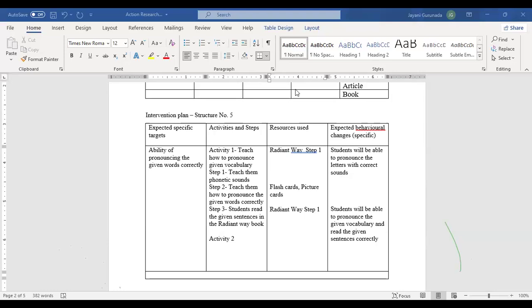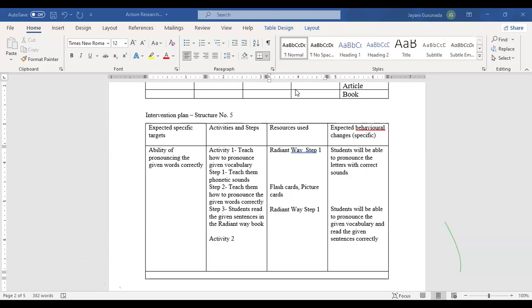Expected specific target: constructing simple sentences using be verbs. Activities and steps. First activity, introducing the subject verb elements. Step 1 shows a video clip for subject pronoun. Step 2 explains the subject pronouns. Step 3 shows pictures and asks students to match the correct subject pronoun. Resources used: the verbs card game, video clips, pictures. Expected behavioral changes: students will be able to identify the appropriate subject pronoun.